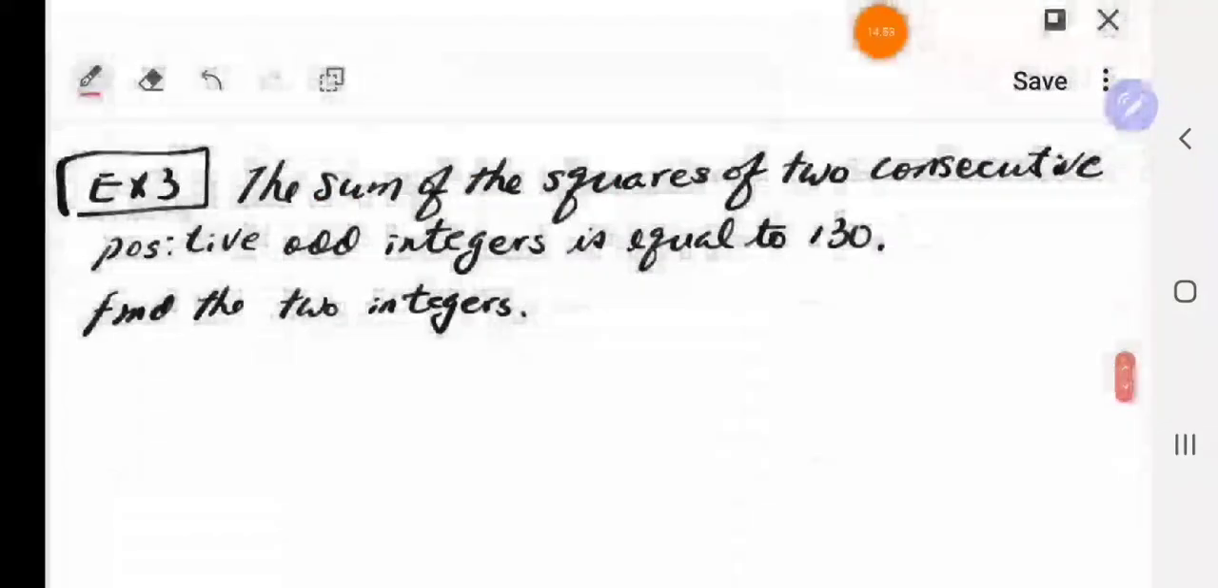Okay, example 3 is an application problem. For this application problem, we have to understand the question and then write an equation. The question is the sum of the squares of two consecutive positive odd integers is equal to 130. What do we mean by consecutive positive odd integers? Consecutive integers, but they are odd numbers.